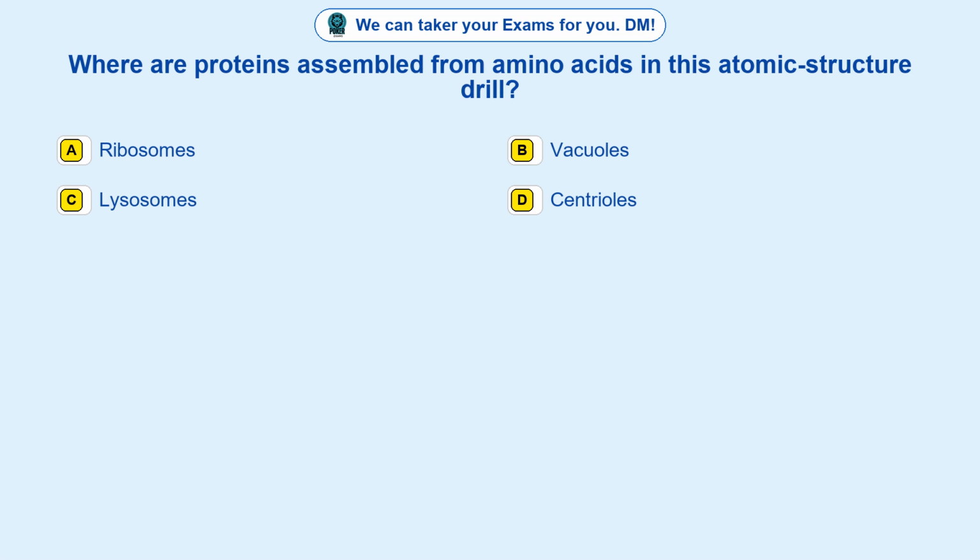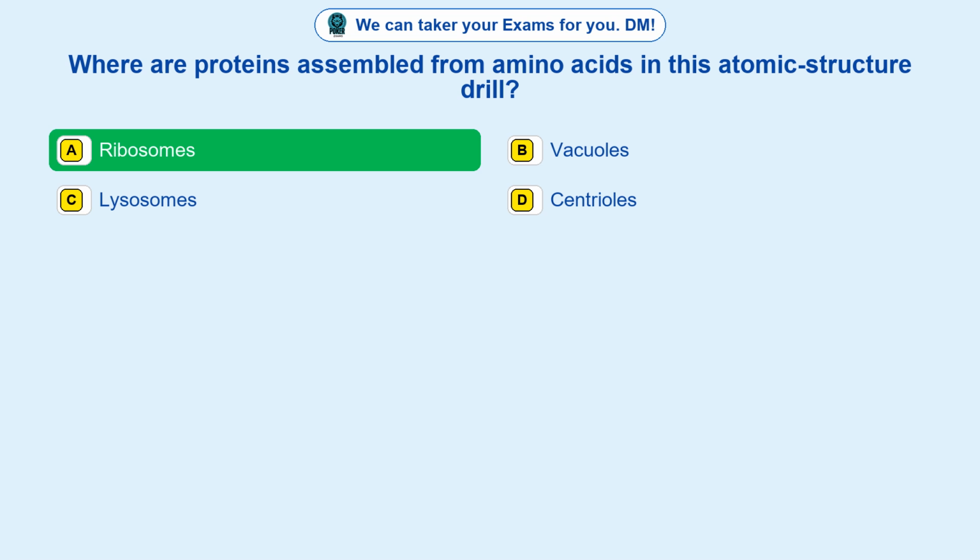Question 9. Where are proteins assembled from amino acids in this atomic structure drill? Option A, ribosomes. Option B, vacuoles. Option C, lysosomes. Option D, centrioles. The correct answer is option A. Ribosomes.